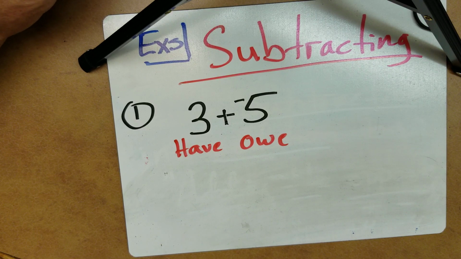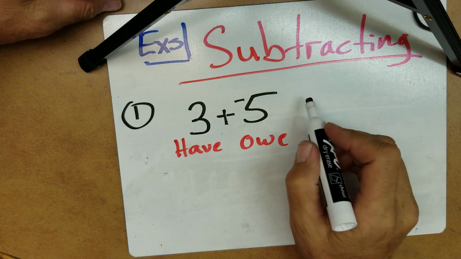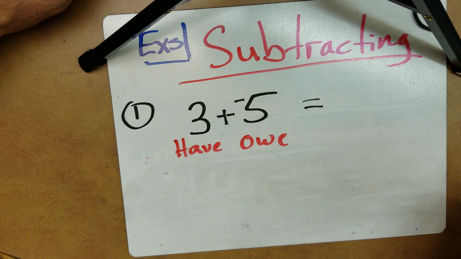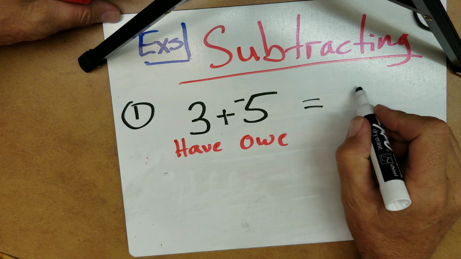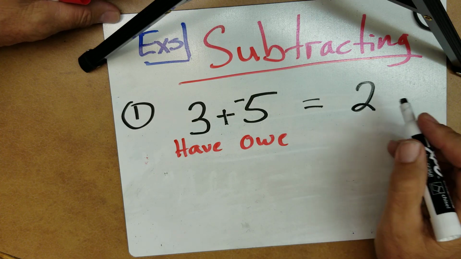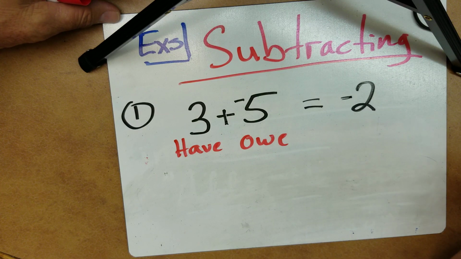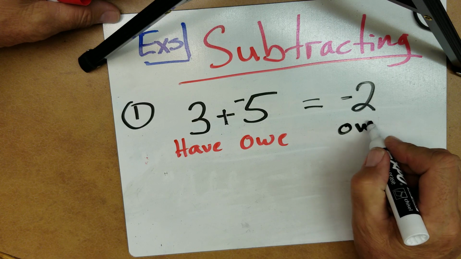Since you're so honest, you're going to give me that $3 anyway. So give me the $3, but don't you still owe me a little bit more? You do. How much will you owe me? 2. And remember, if it's owing, that it's a negative. So you still owe me 2.